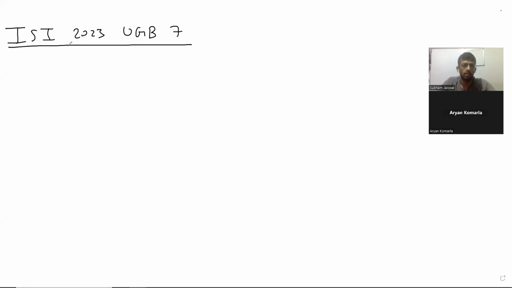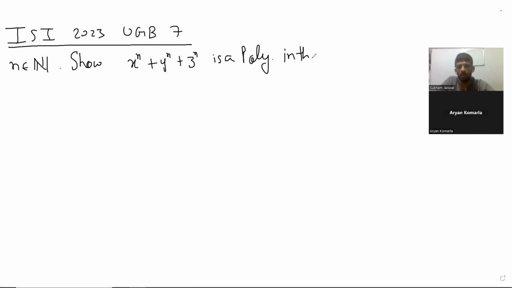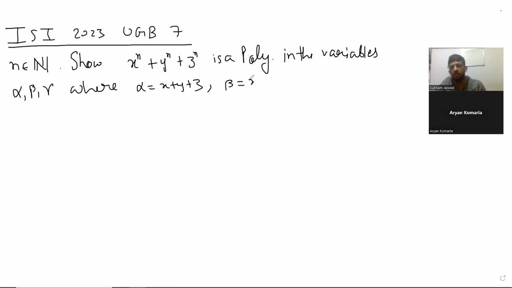Okay, so let n be a natural number. Show that x^n + y^n + z^n is a polynomial in alpha, beta, gamma, where alpha is equal to x plus y plus z, beta is equal to xy plus yz plus zx, and gamma is equal to xyz.